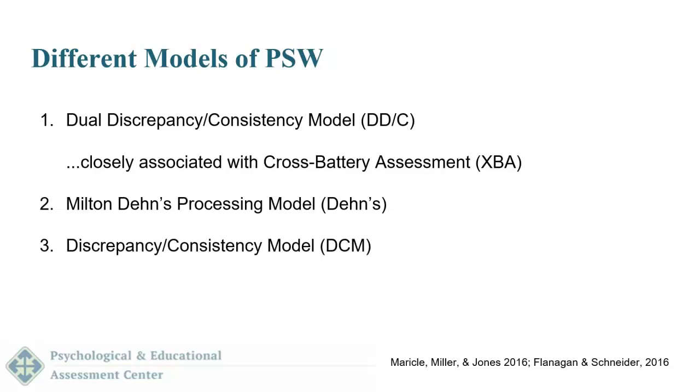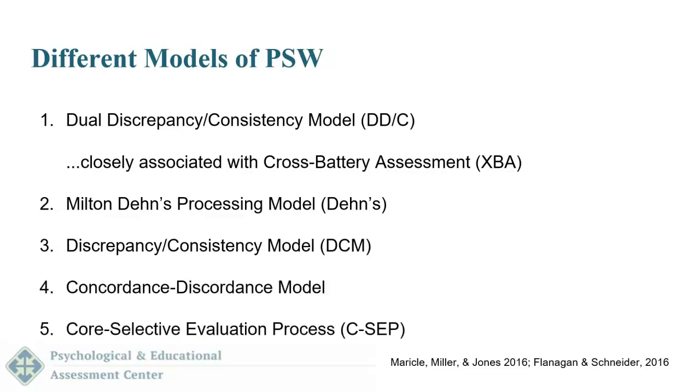Another PSW model is Milton-Dean's processing model. There's the discrepancy consistency model, concordance discordance model, and core selective evaluation process. If you are reviewing or conducting an evaluation using the PSW framework, it will be important to know which PSW model is being used. This will help you to know the rules that are being used to identify a specific learning disability. Although there are several major similarities between these models, they also have key differences, such as how they calculate or determine strengths and weaknesses.